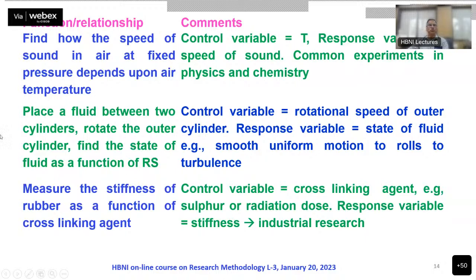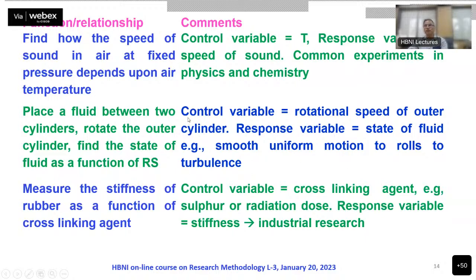Place a fluid between two cylinders. So you have two concentric cylinders, an inner cylinder and an outer cylinder. Rotate the outer cylinder and find the state of the fluid as a function of rotating speed. So the fluid between the two cylinders might undergo changes, from uniform motion to rolls to turbulence. So these are the kind of studies one can do.